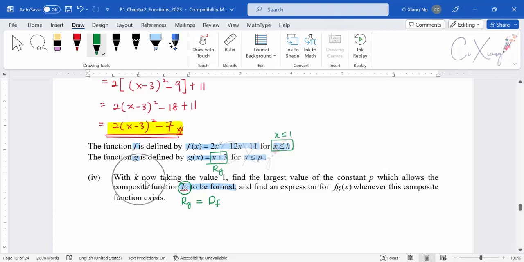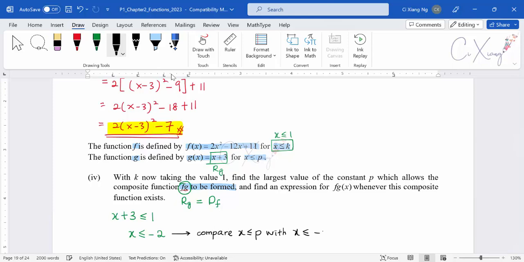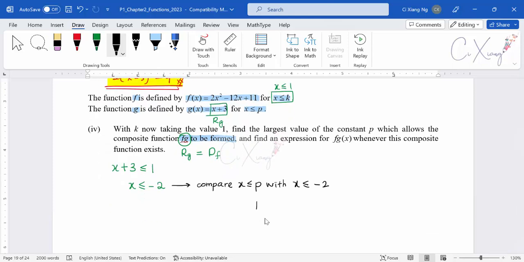It is given that k has the value 1. Then how can I combine these two together to decide the p? The range of g is x plus 3, which equals the domain of f. You put it as smaller than or equal to 1. Therefore, your x is smaller than or equal to negative 2. Then, to decide the value for p, you compare x smaller than or equal to p with x smaller than or equal to negative 2. So what's the value for p here? Very obvious, the value of p should be equal to negative 2.